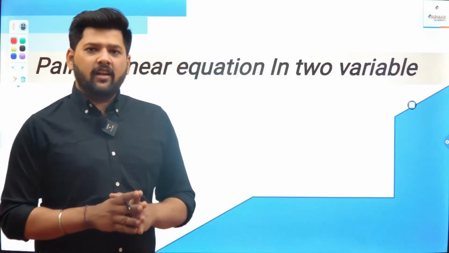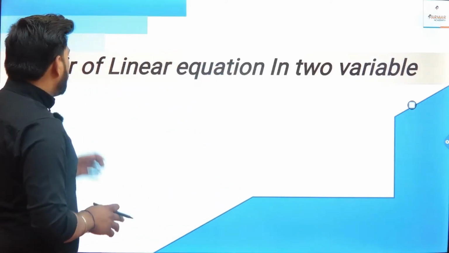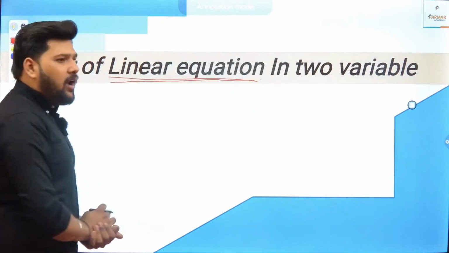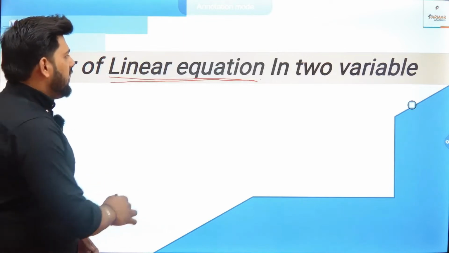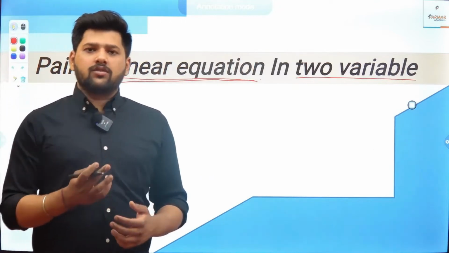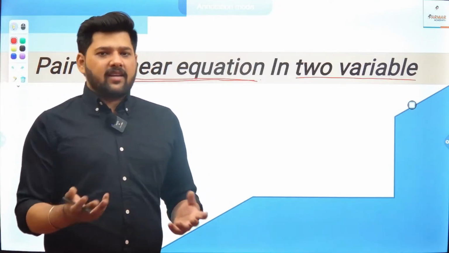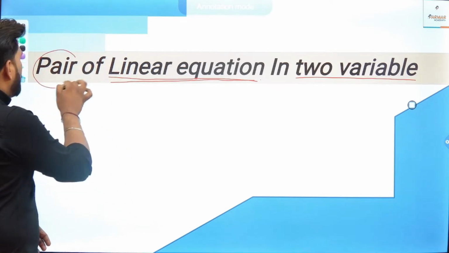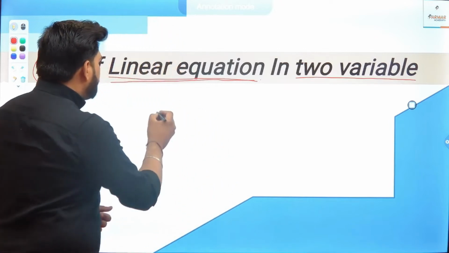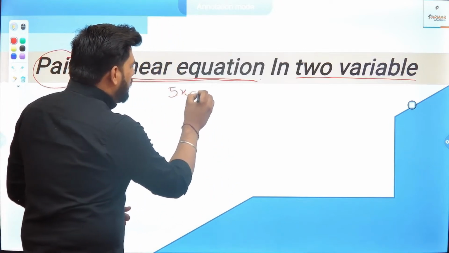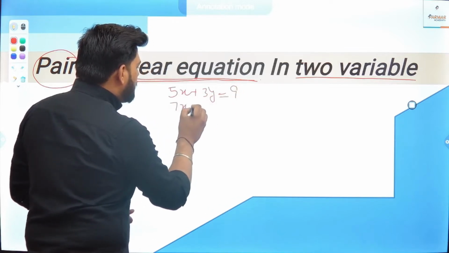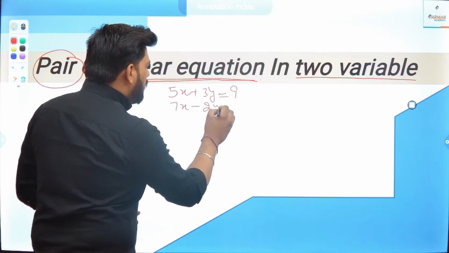ऑफ लीनियर इक्वेशन इन टू वेरिएबल। सो फर्स्ट ऑफ ऑल, a linear equation, equation having degree 1 is called the linear equation, and next is two variable. Two variable means that equation involves two variable, that means x and y. And the pair means we are having such pair of two equations like 5x plus 3y equal to 9 and 7x minus 2y is equal to 6.